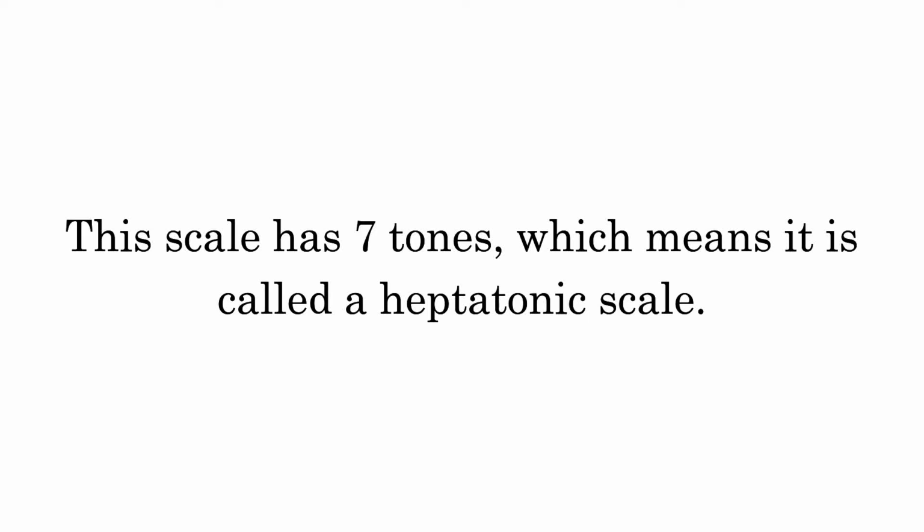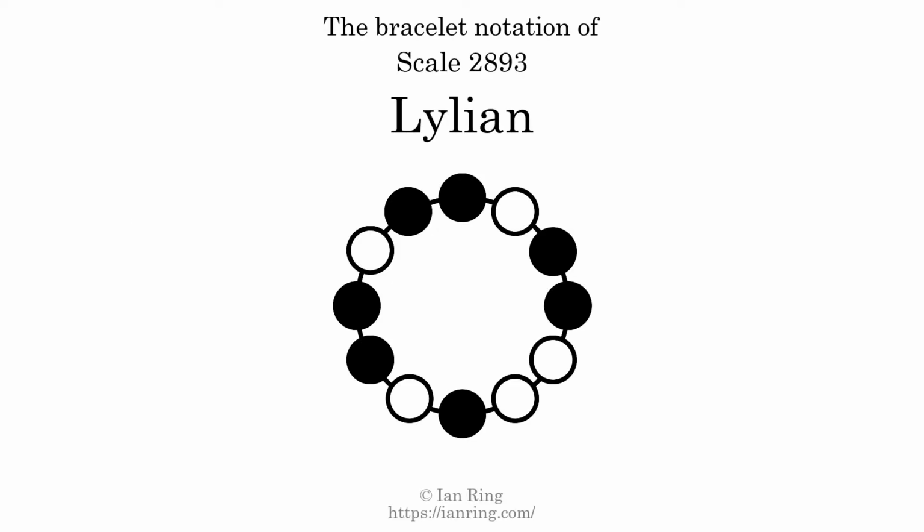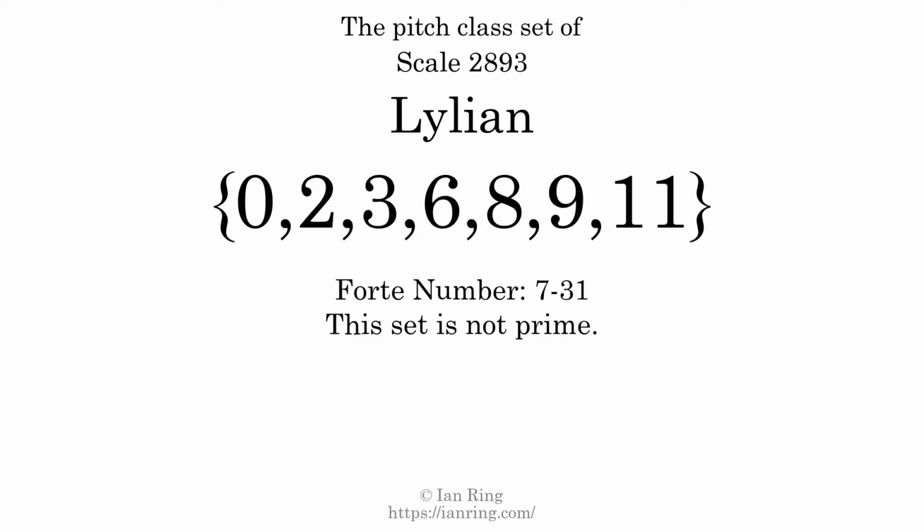This scale has 7 tones, which means it is called a heptatonic scale. This is a bracelet notation diagram of scale 2893. The shaded circles represent tones that appear in the scale, and they are read clockwise, starting at the top. The pitch class set for this scale is 0, 2, 3, 6, 8, 9, 11.